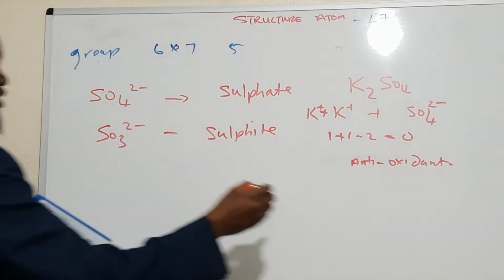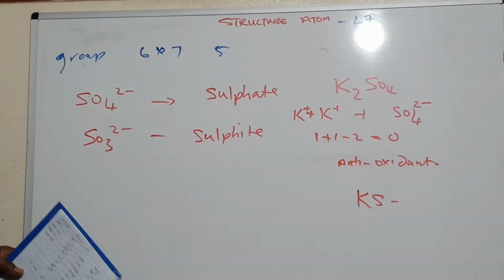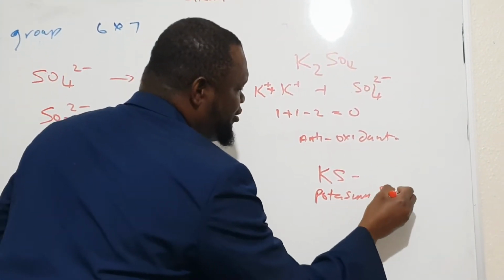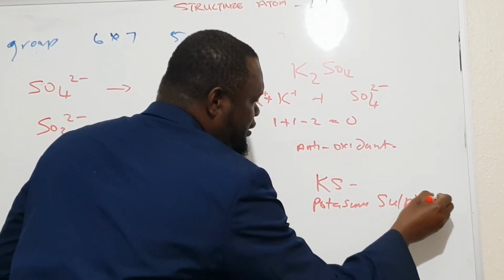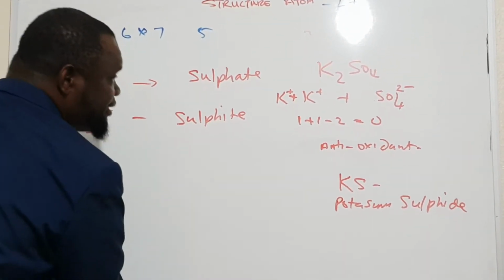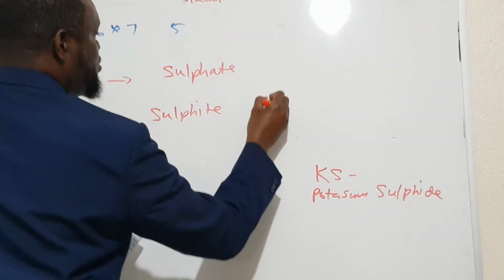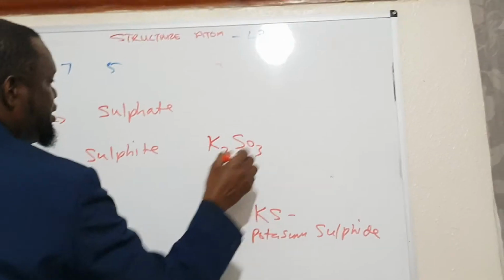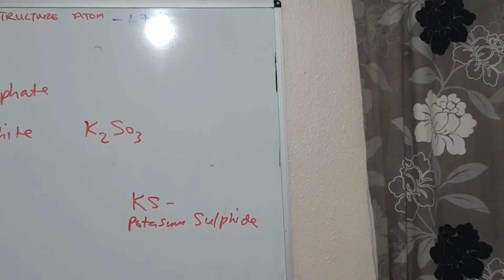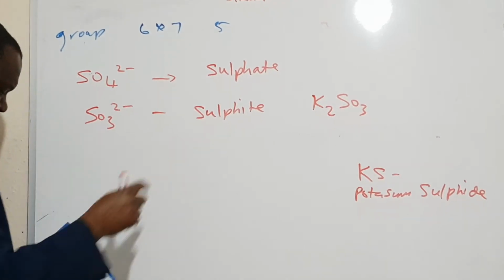Now, potassium sulfide is called potassium sulfide. Be careful, potassium sulfite is different. Potassium sulfite will look like this: K2SO3. This is potassium sulfite, so this is the sulfite ion. Everything is ion. Sulfate ion, sulfite ion.